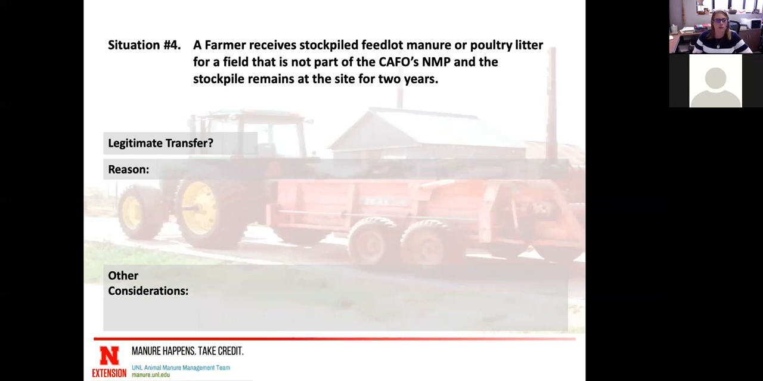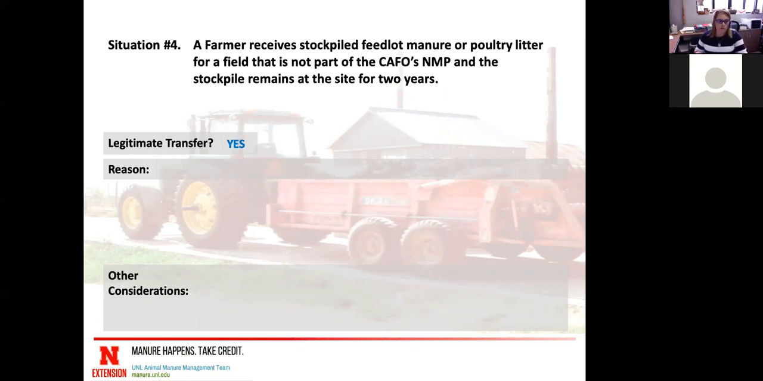The last one here: a farmer receives stockpiled feedlot manure or poultry litter for a field that's not part of the CAFO's nutrient management plan, and the stockpile remains at the site for 2 years. This is a unique situation. We have manure being moved and we have manure being left stockpiled at the site of the field for a while. So first of all, it's a legitimate transfer.